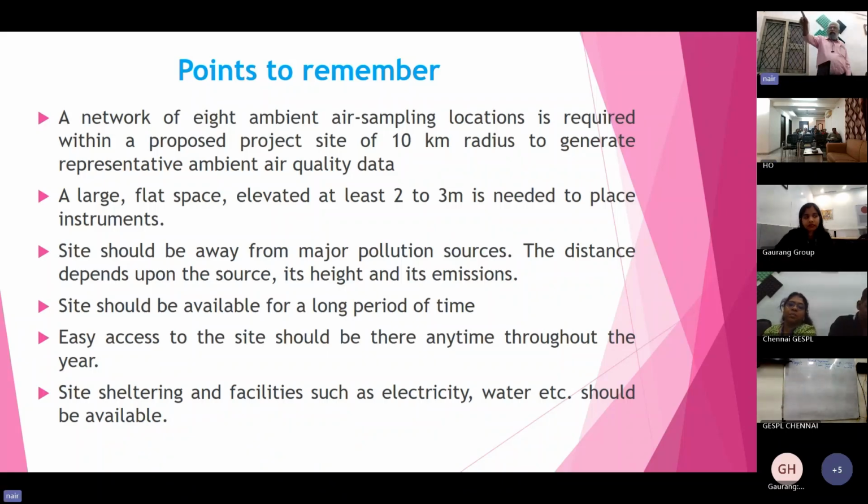Then the site should be available for a long period of time. Why? Because I have taken the baseline data. Later on, after the project is implemented, suppose I want to know the status of the ambient air quality, that site should be available. So easy access to the site should be there anytime throughout the year. Then site sheltering and facilities such as electricity and water should be available. That you will ensure.